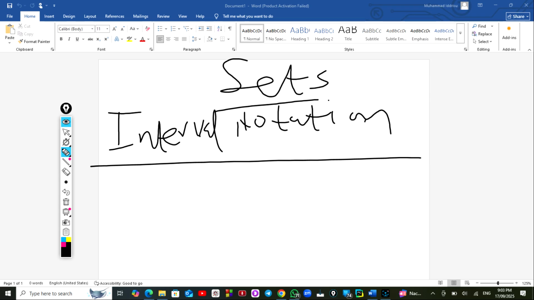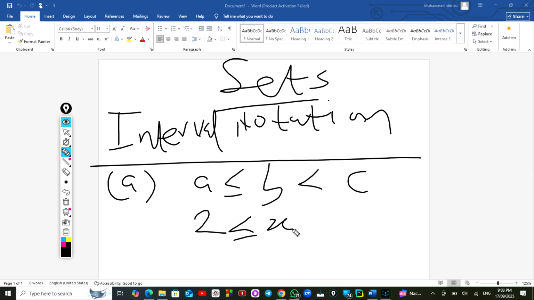So we are looking at one important aspect of set notation, which is the interval notation. We are already familiar with one part of it from our high schools. So a less than or equal to x less than b. Let's say 2 is less than or equal to x less than 3. We are familiar with this kind of notation, and you can represent this on a number line.